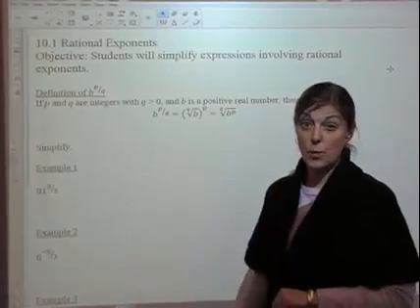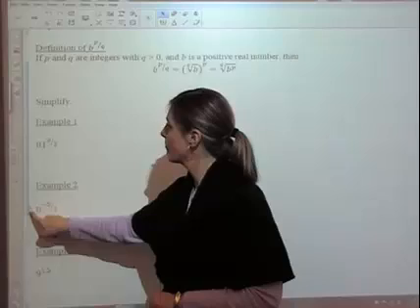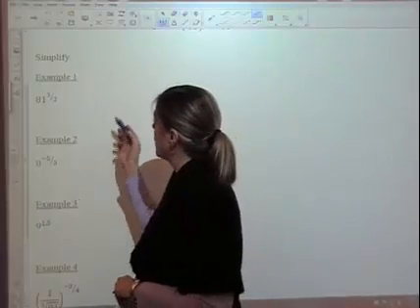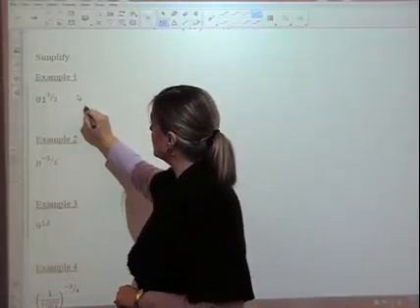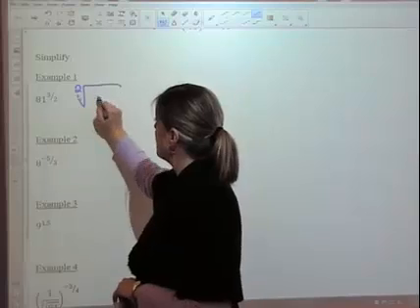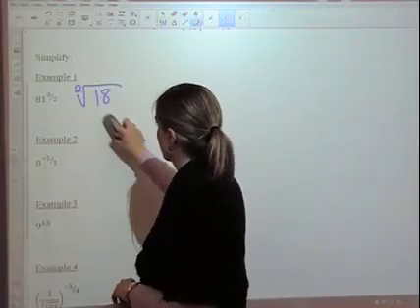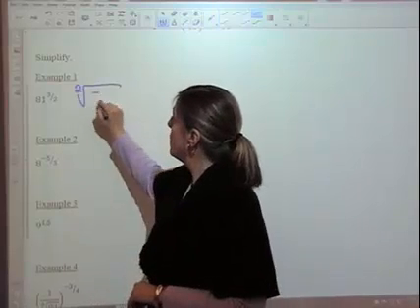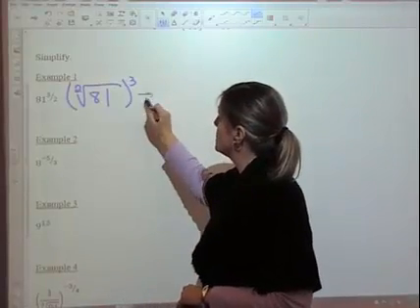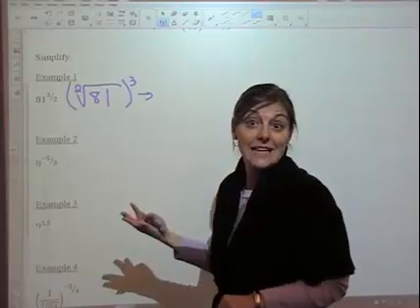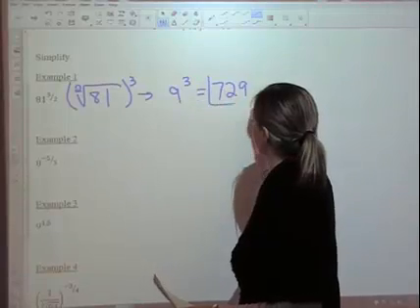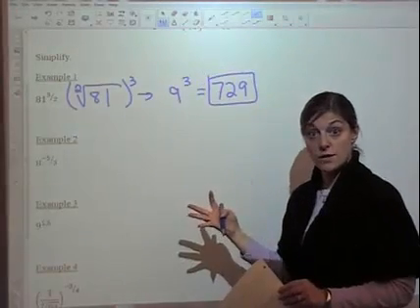So let's take a look at example number 1 and use some numbers here. So if we have 81 to the power of 3 over 2, we make that 2 a root. So you can write that 2 there. If you don't write it, it's assumed to be a 2 anyway. And then the 81 goes inside, and the 3 becomes the exponent. Okay? So what's the square root of 81? 9. And then 9 to the third gives us 729. And that's all you do.